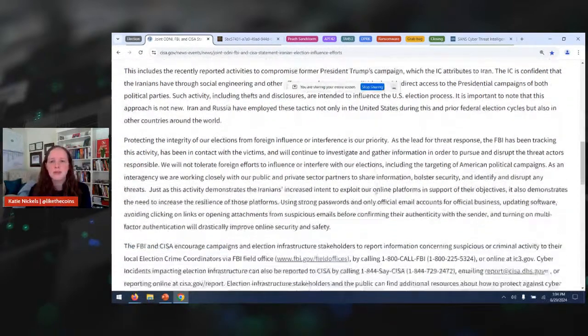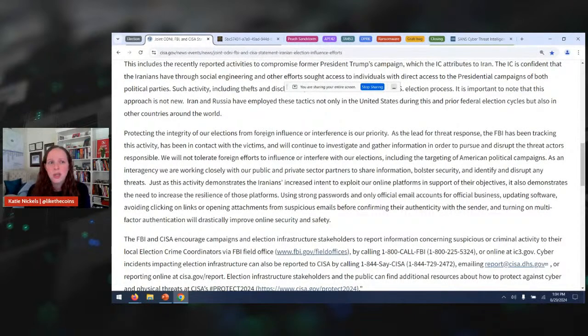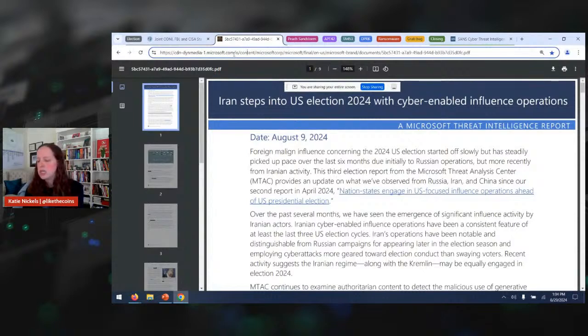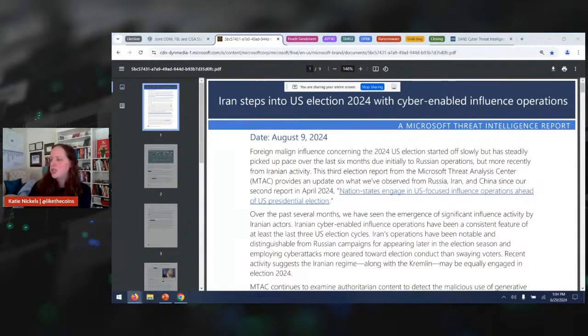So that's interesting from a geopolitics perspective. As intel analysts, depending on your role, you might be interested in the nitty gritty though. What are the details? What happened here? What were the tactics, techniques, and procedures? A day later, or around the same time in August, Microsoft put out a report on election interference as well.